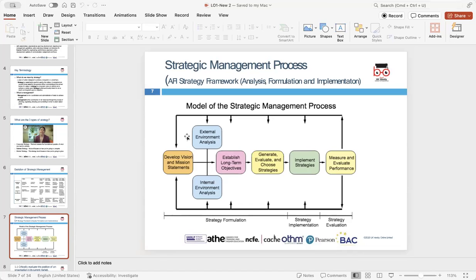And finally, implementation. This is the final stage, and it involves executing the formulated strategies. It includes allocating resources, establishing operational plans, and monitoring progress to ensure that the strategies are effectively put into action.